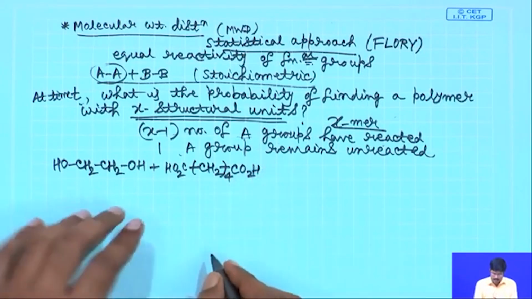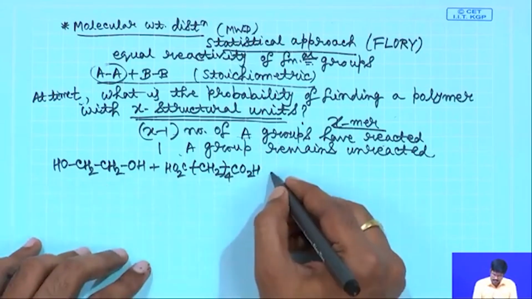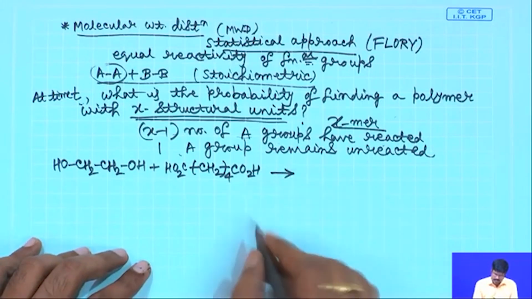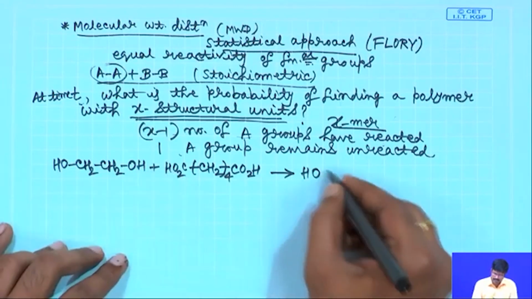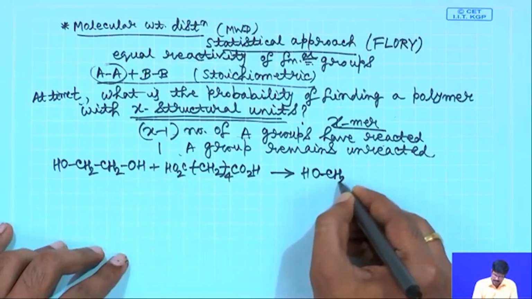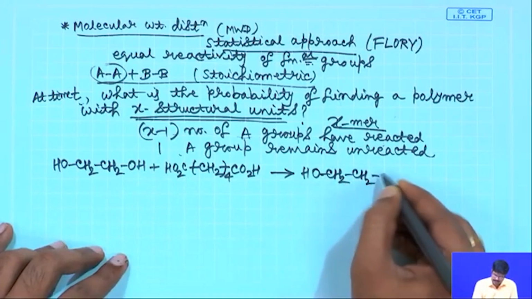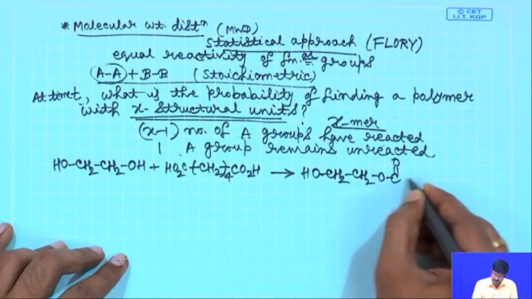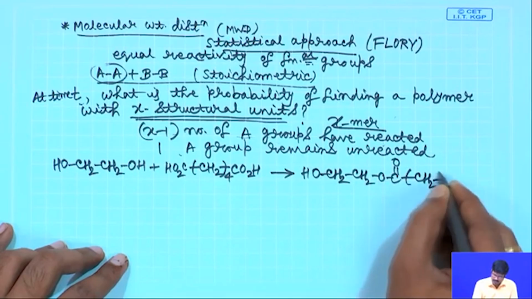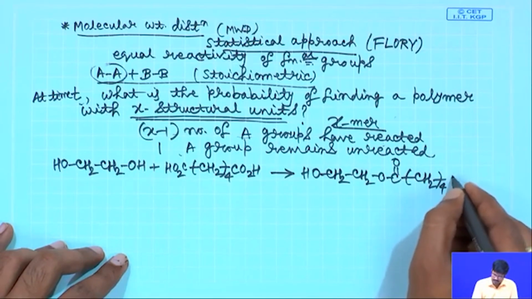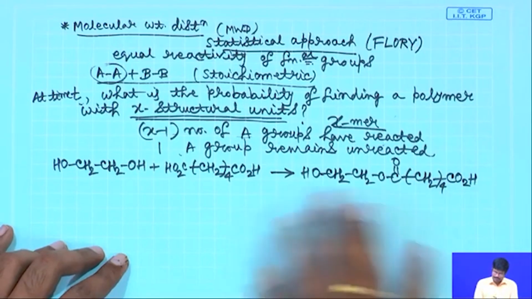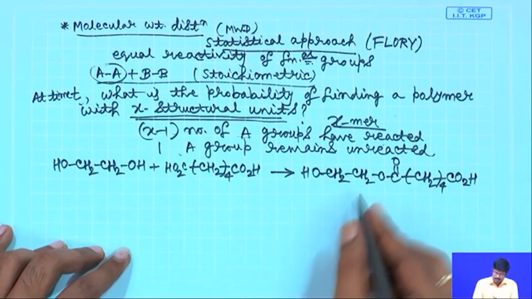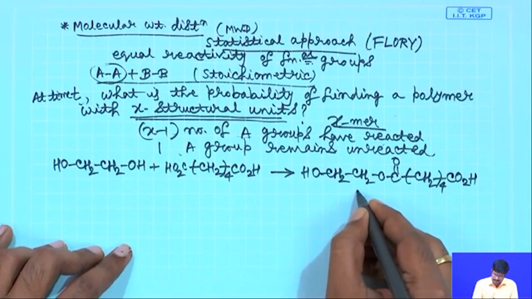Okay. So, first reaction will produce, so this reaction of alcohol with carboxylic acid will produce a dimer like this: OCO CH2 whole 4 CO2H.